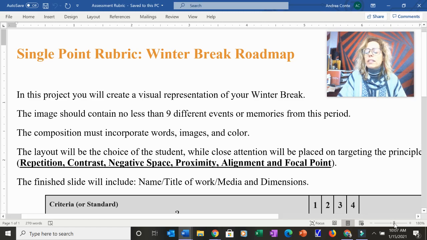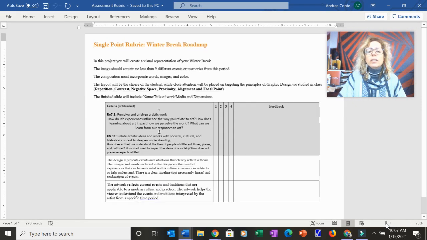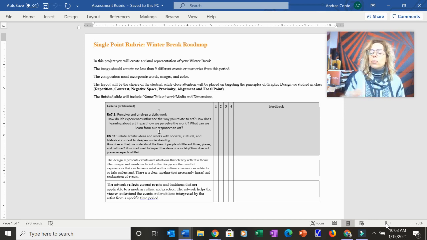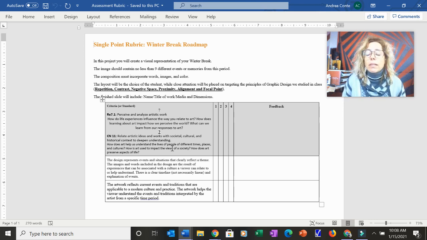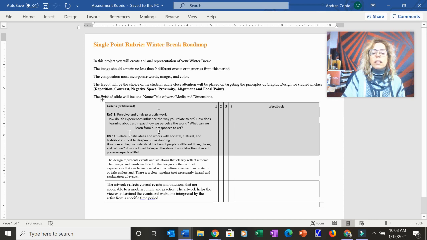All right, let's go over the specifics of the project. We are going to be assessing 2 specific standards, responding 7.1 and connecting 11. For each of them, you have 2 lines here. This is the responding: perceive and analyze artistic work. There are some questions in there. And connecting is relate artistic ideas and works with societal, cultural, and historical context to deepen understanding. Well, what is all that? Let me tell you how these 2 standards transfer onto your project specifically.